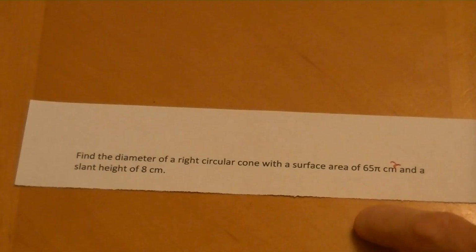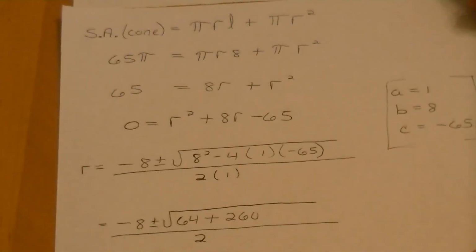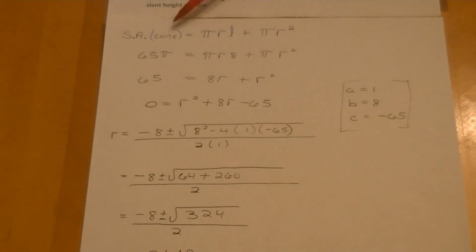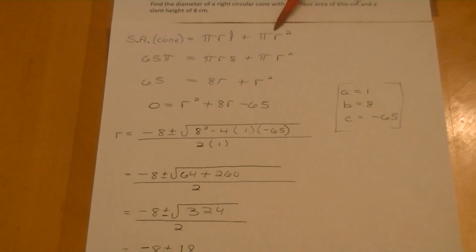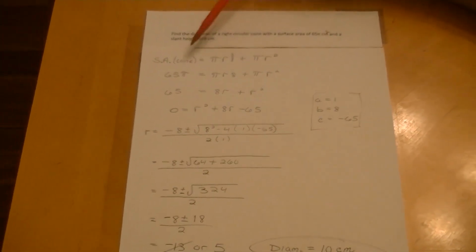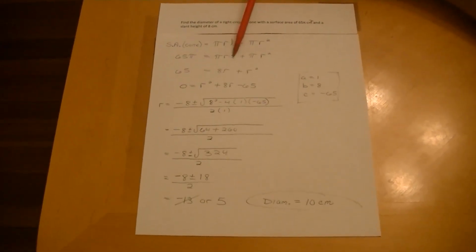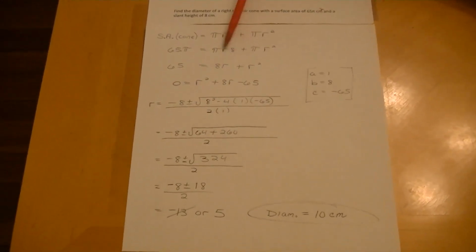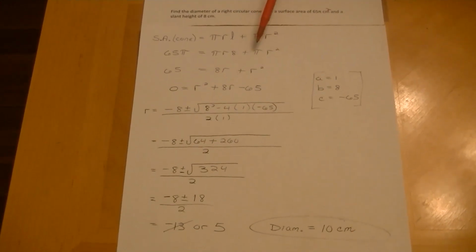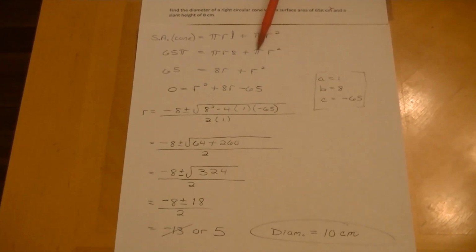If we know the surface area, let's start with the surface area formula for a cone. Pi RL plus pi r squared. And I'm going to substitute all the values I know. I know the surface area is 65 pi. I know the slant height is 8. And this equation now only has one unknown value in it, the radius, because again, like before, remember pi is not a variable, pi is a number. So this is just an equation to solve for r.